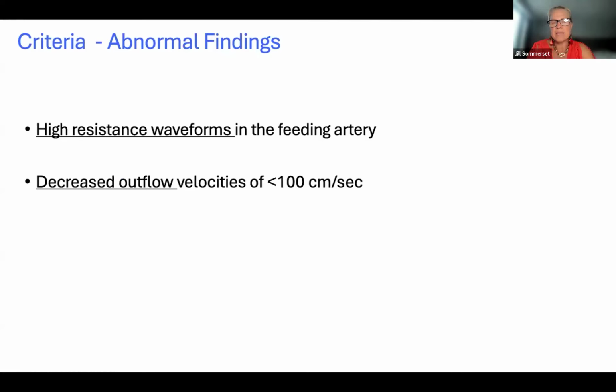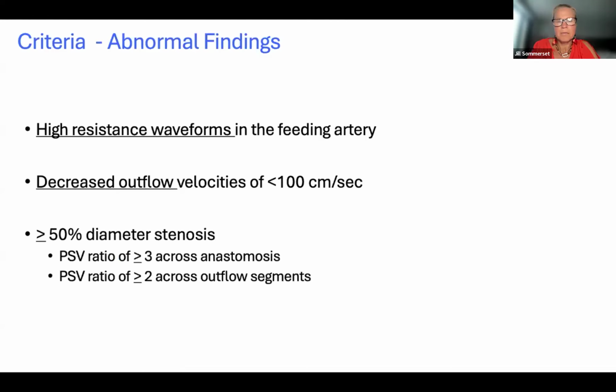And then in the outflow vein, we look at the flow volume, but I also look at the peak systolic velocity. And there's data to say that if the velocity is less than 100 centimeters per second in the outflow fistula, that is indicative of impending failure. And we probably need to do something to keep this fistula open.